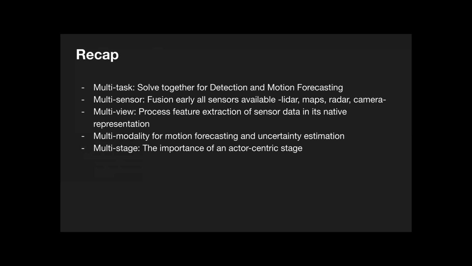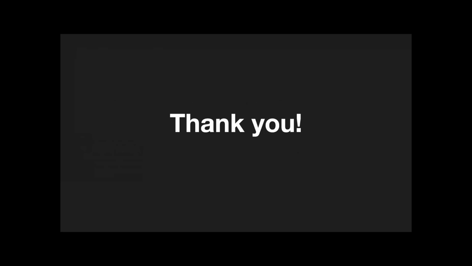I personally think that processing the sensors in their native view with minimal or no modifications at all before projecting into any view results in the best performance. We have also covered the importance of multimodality for motion forecasting as well as estimating uncertainties. These techniques more easily allow the network to achieve higher levels of recall in its predictions. This is very important for safety. And finally, we have covered the importance of having an actor-centric stage to further reason about the motion of each actor. And with this, thank you for listening and open to any questions.